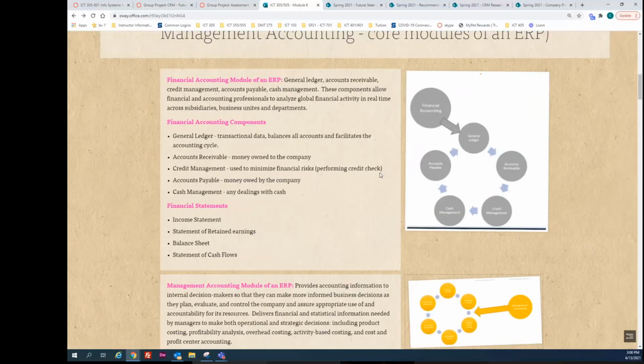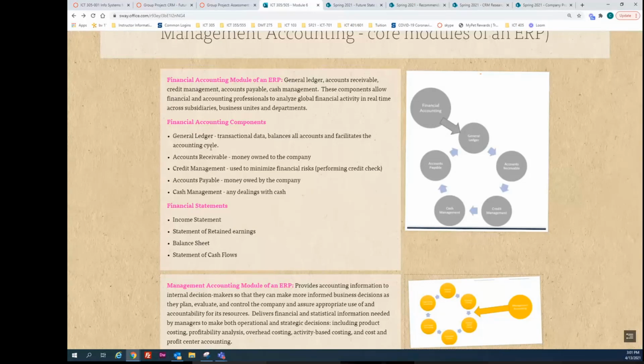The difference between the two is that financial accounting covers things like the general ledger, accounts receivable, credit management, accounts payable, cash management, really the components that allow the financial and accounting professionals to analyze the company at a global stance, right? To make sure that they're profitable, and that they're able to create the statements, the balance sheet, the income statements, the statement of cash flows, taxes, things of that nature for the IRS, for any of the other financial institutions, or if they're a publicly traded company where they can post their profits and their balance sheet as well.